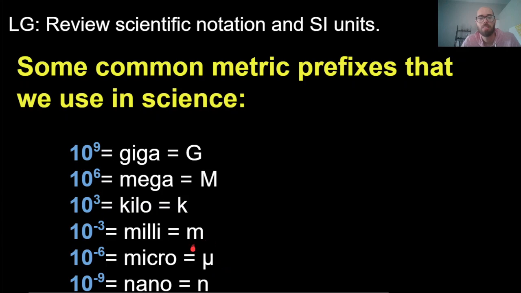This one's represented by the Greek letter mu, M-U. It looks like a U with a little tail on it. Look, it's got a tail. 10 to the power of negative 9, that's nano, and we use a lowercase n for that one.